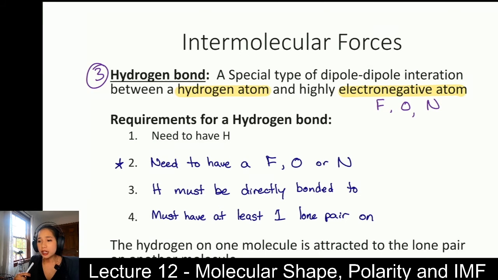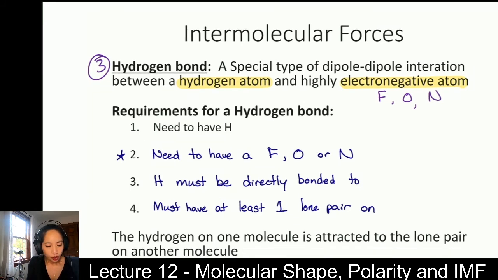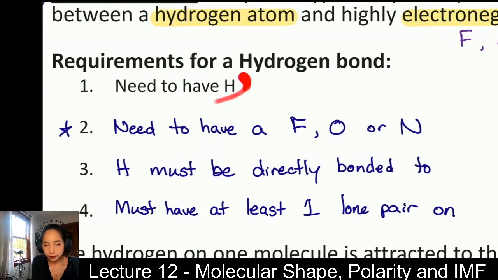So let me go into the details of the requirements you need for a hydrogen bond to occur. So you need to have a hydrogen, the hydrogen bond. Then the second criteria is the electronegative atom. You need to have a fluorine, oxygen, or nitrogen in the chemical formula.